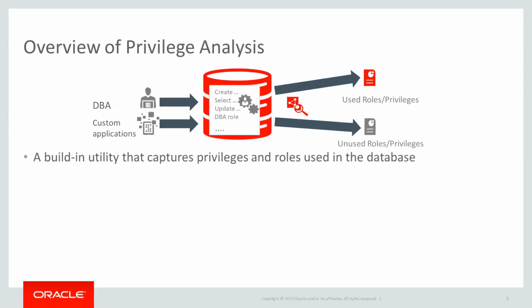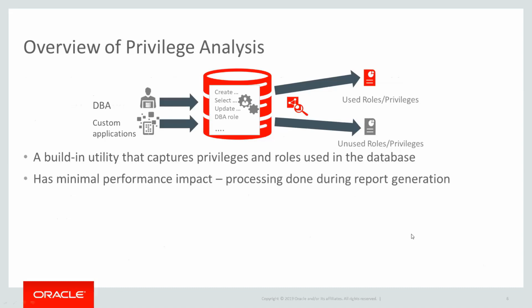An overview of privilege analysis. This is a utility that's built into the database to capture privileges and roles used in the database. It has a minimal performance impact on the database because that processing is done during the report generation. Just think about it as it creating a check mark each time a privilege is used. When we generate that report, that's when we go and compare those privileges that they have and the privileges that they use to come up with the unused privileges.